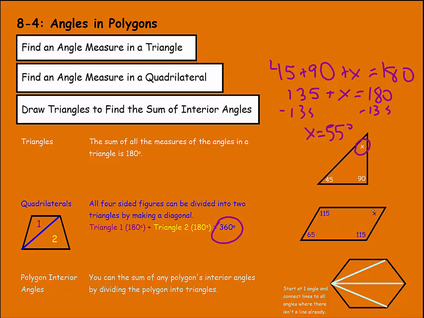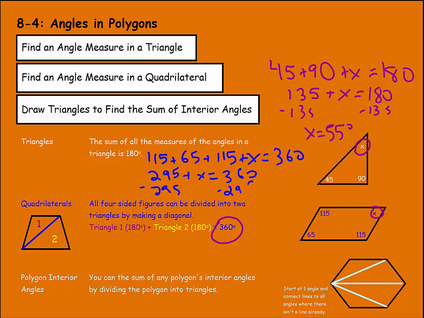So knowing that, I should be able to solve this unknown measure of x, because I know that 115, 65, 115, and x equals 360. So we'd have 115 plus 65 plus 115 plus x equals 360. These numbers, when added together, give you 295. 295 plus x equals 360. Subtract the 295. And then x is going to equal 65 degrees. So I know that this is 65.